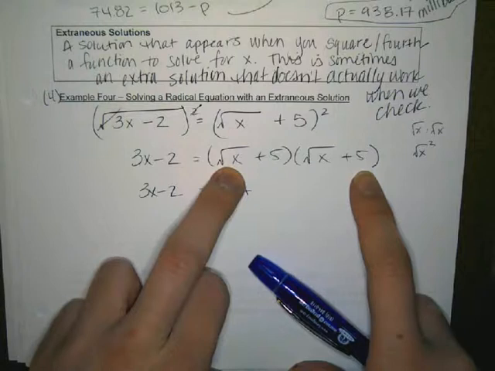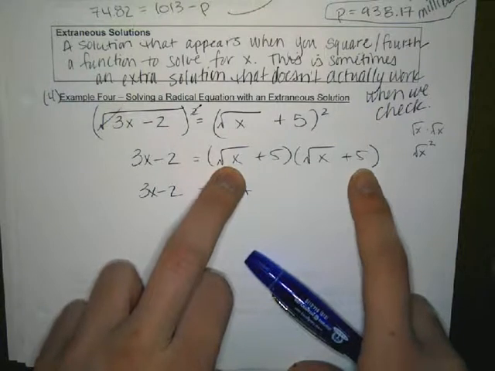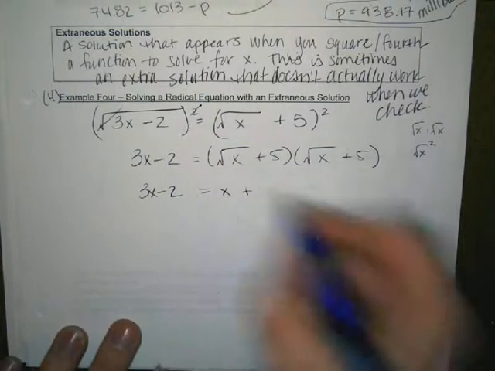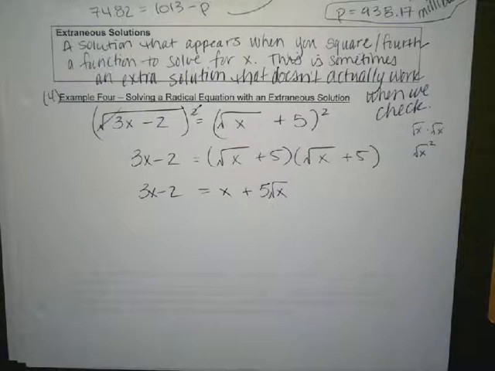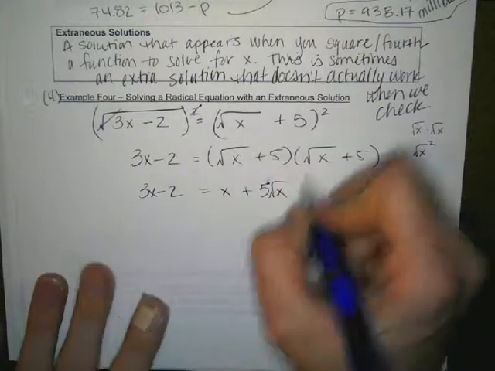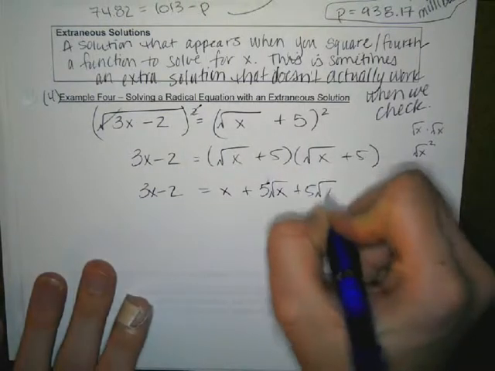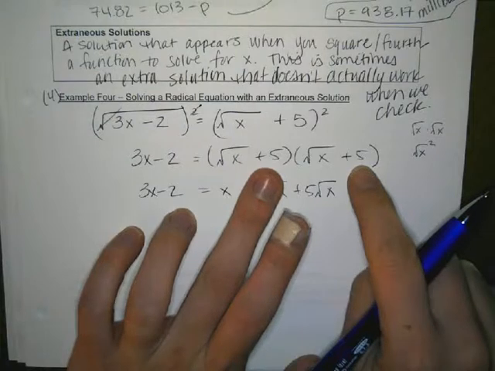Alright, outer terms, 5 times square root of x gives me 5 square root of x. What do my inner terms give me? 5 times square root of x still gives me 5 square root of x. And then last term's 5 times 5, 25.